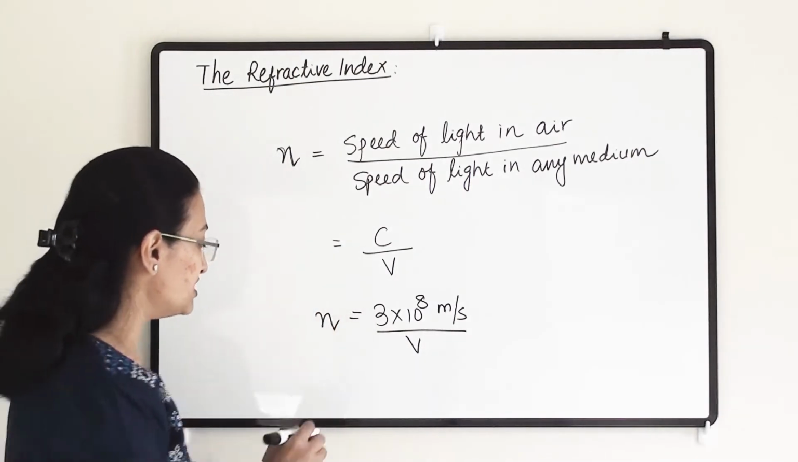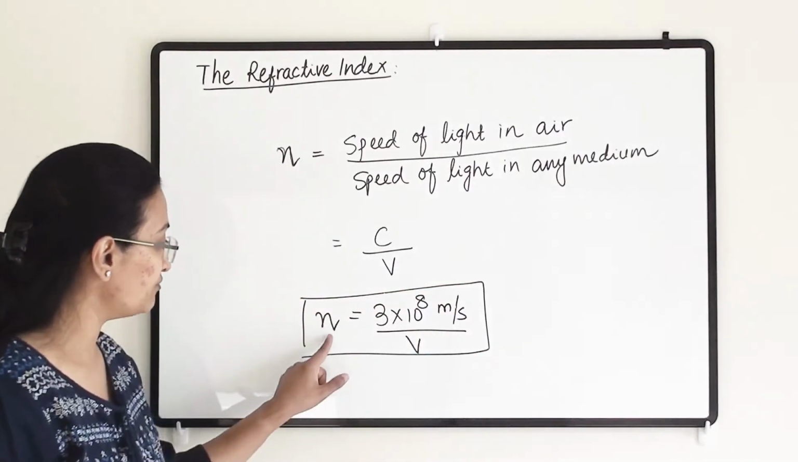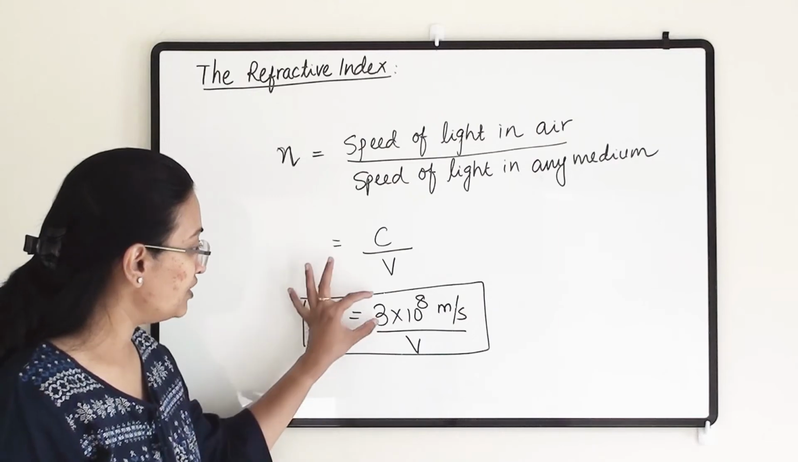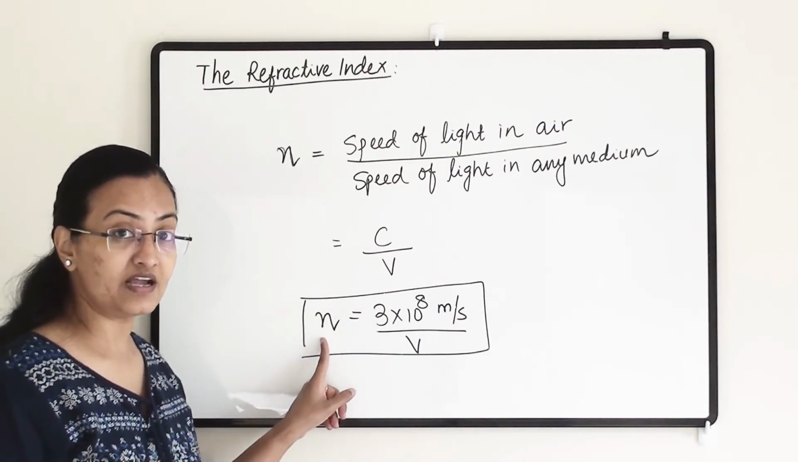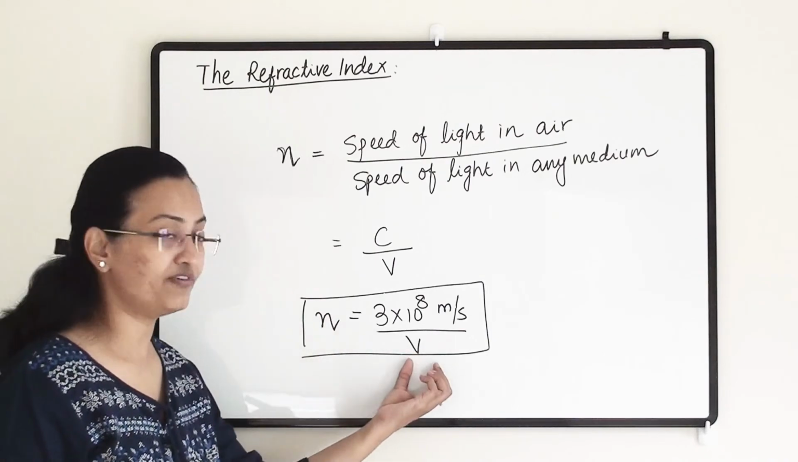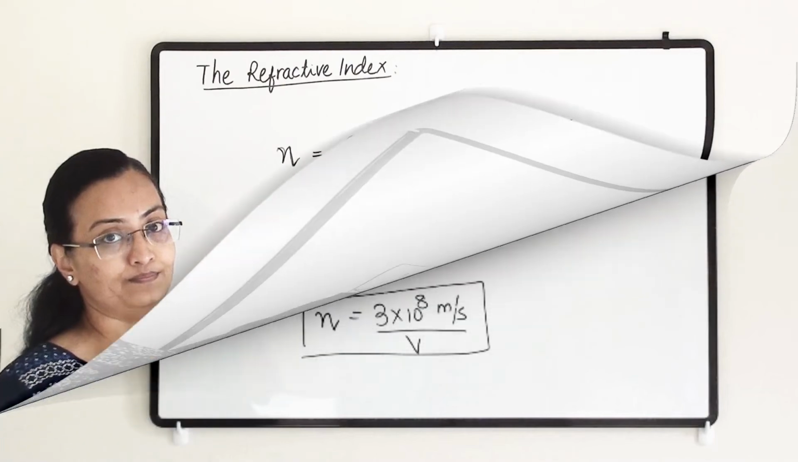Based on this formula, we are going to solve many problems in which one of the quantities will be given to you. We know this, so we can find either the refractive index of the medium or the speed of light in that particular medium.